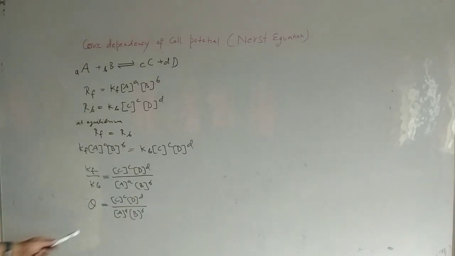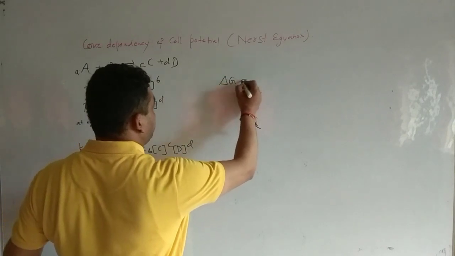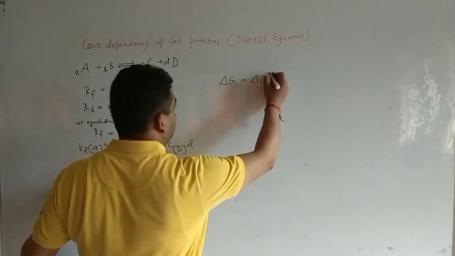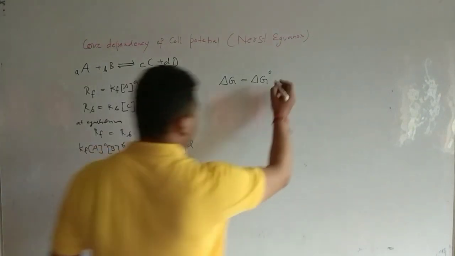If I want to write the electrode potential for this particular reaction, how can I write it? There is a very simple thing which I have explained, that is del G equals del G standard. Nothing wrong with this one.